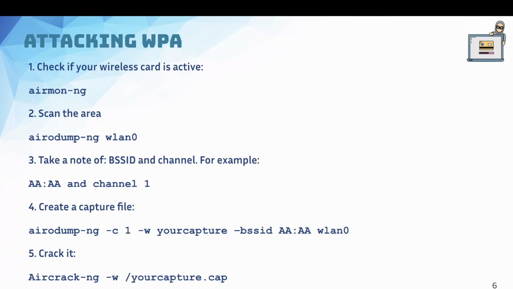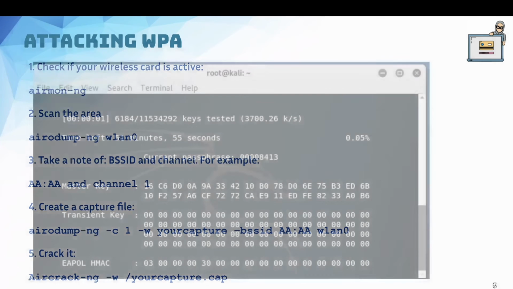Take note of the BSSID and the channel, for example AAAA and channel 1. Then we can create a capture file with airodump-ng -c 1 -w yourcapture, that is the name of our capture of course, --bssid, and then the SSID that we had over wlan0, or whichever your active network card is at that moment. Crack it with aircrack-ng -w and then yourcapture.cap.